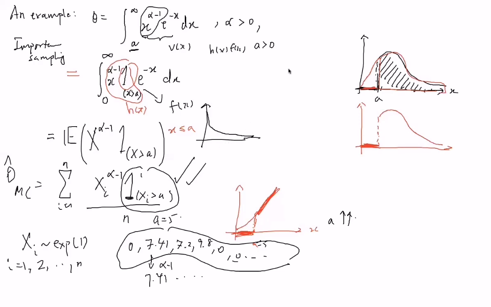So if you set your a to be very large, most of the time the values that you generated will be below a. So they will be scored as 0, okay? So when you simulate these values, what happens is you're going to get a lot of zeros here.